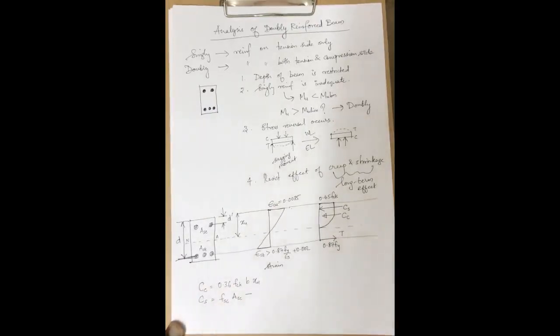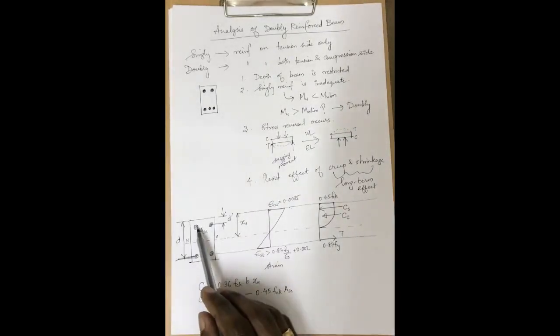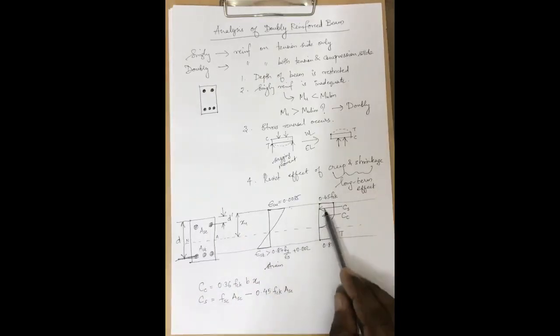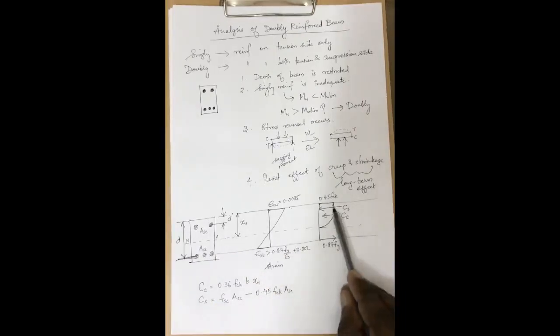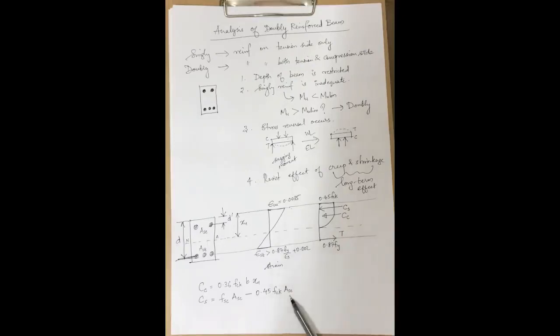So minus 0.45 FCK into ASC. The stress at the level of steel here is approximately 0.45 FCK in concrete, and that too into ASC. So the effect of concrete in place of steel is subtracted here. That is done. And what about the tensile force here? That also we know already, that is 0.87 Fy AST.